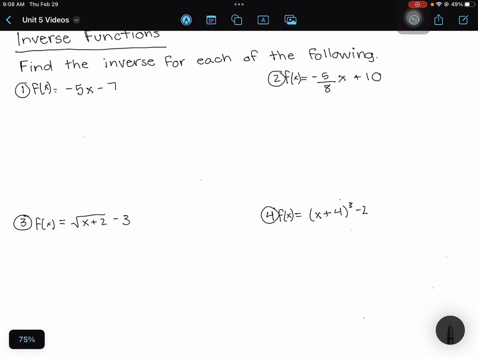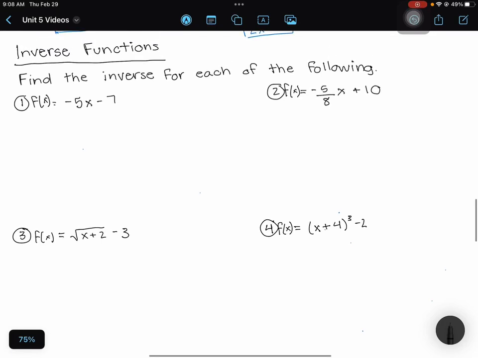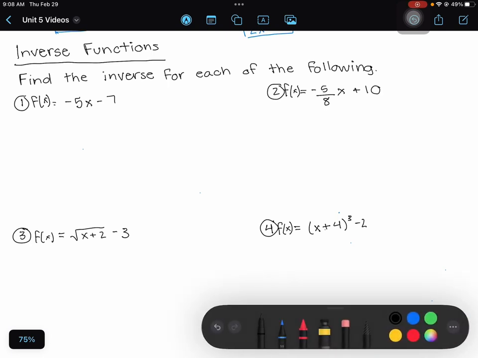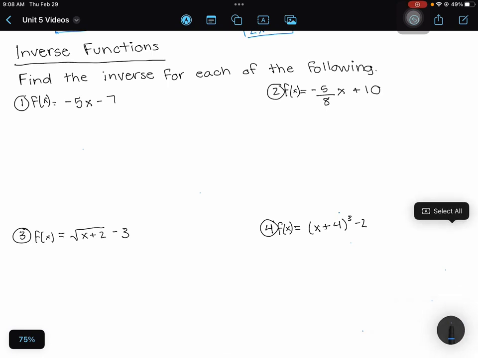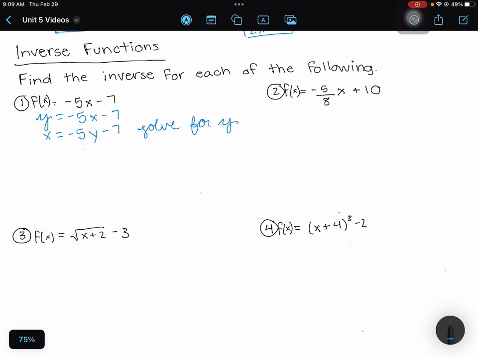So in today's video, we are going to do a quick review of inverse functions. So the first type of problem we're going to look at is when we're asked to find the inverse of each of these equations. So the first thing we need to do is replace f of x with y because we know they're the same thing. And then we're going to switch the x and our y in our equation. After we do that, our whole goal is to solve for y, no matter what the equation is.